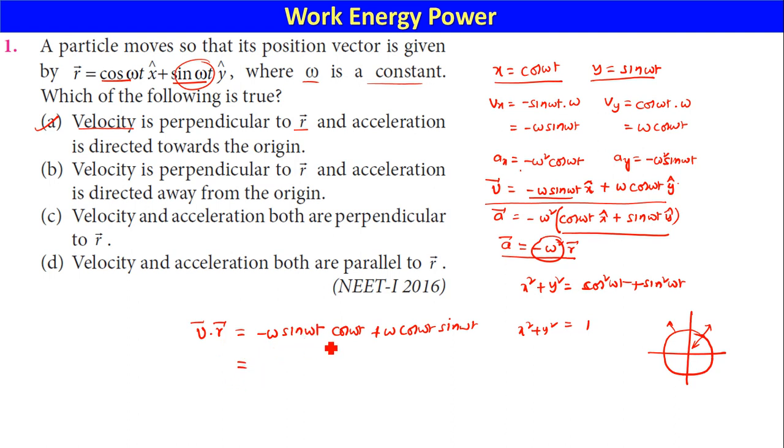So both of them are same actually: minus omega sin omega t cos omega t plus omega cos omega t sin omega t. So both of them are actually same, so it is 0. If the dot product between two vectors is equal to 0, it means the vectors should be perpendicular to each other. So obviously option E is correct.